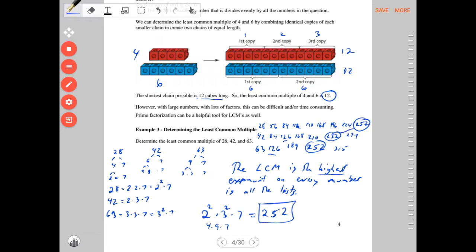Well, look, we already knew that 252 is the answer because we did it the long way up here. So just to recap, the LCM is the highest exponent on every single number in the lists. It doesn't matter if the number only appears in one list, we still have to include it. We just have to make sure it's the highest exponent on every number that's present. Awesome.